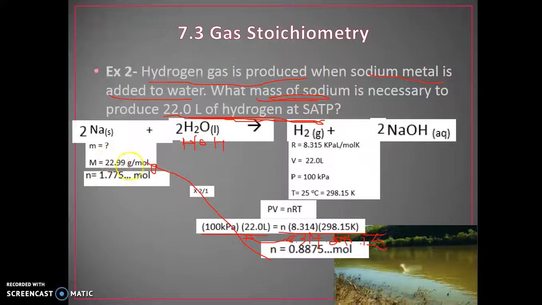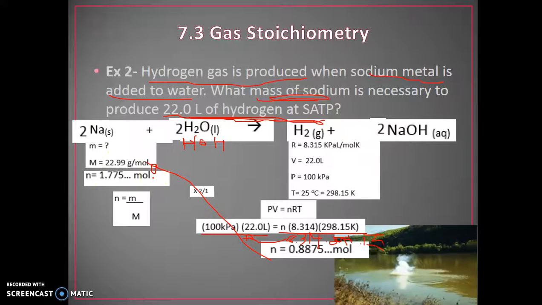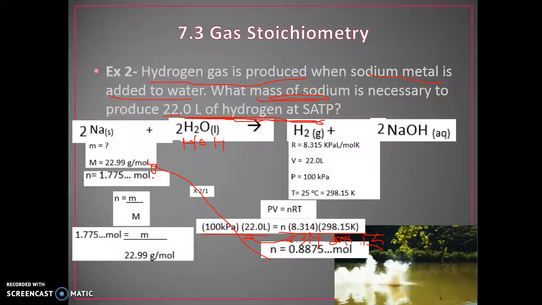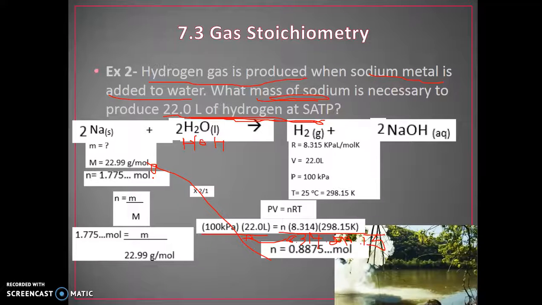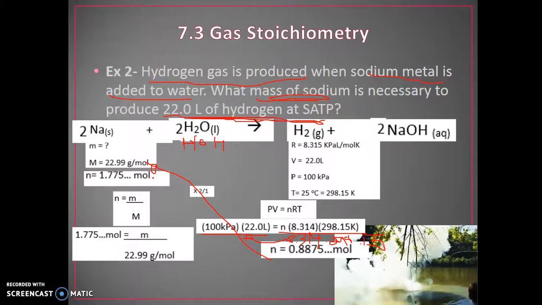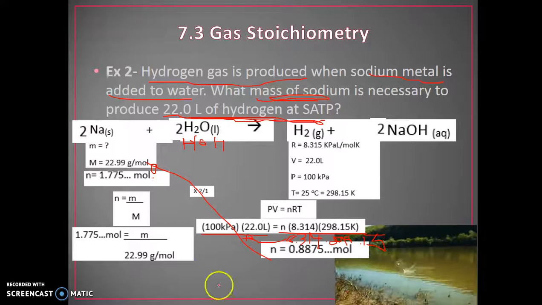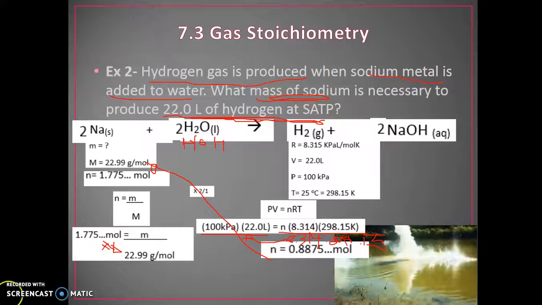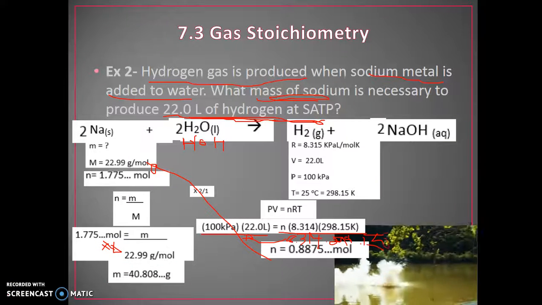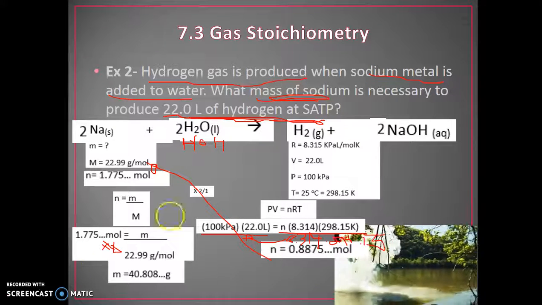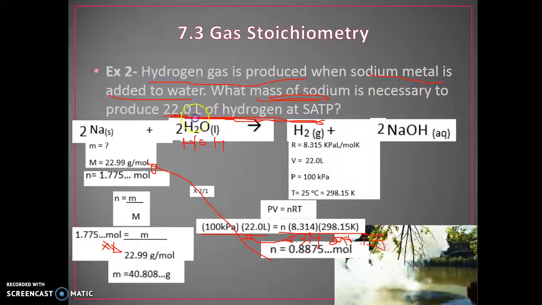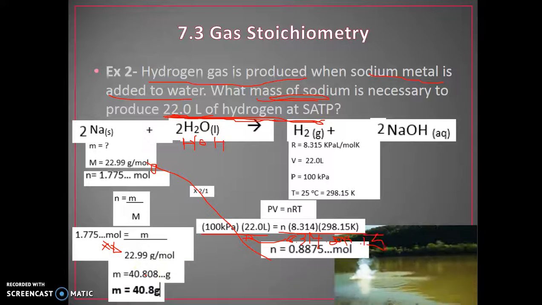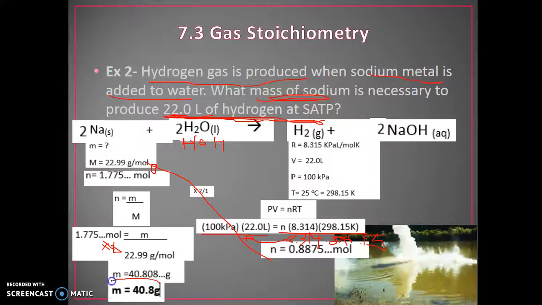And now I have enough information to jump into m over m. So I put the information into there. So 1.775 moles is equivalent to the mass, which is what I'm looking for, over 22.99 grams per mole. And then all I would have to do here is cross multiply to figure out the mass, which is 40.808, and then that decimal continues on. Based off of the question, there are 3 significant digits, so this doesn't round, so I'd have 40.8 grams as my final answer.